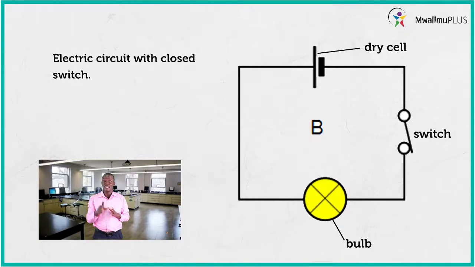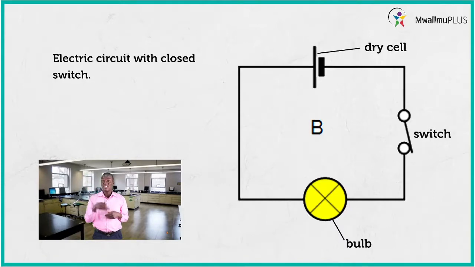That bulb is lighting. So in an electric circuit, we normally have what we call a switch. If you switch the switch on, then the bulb will light if it is correctly connected. If you open the switch, the bulb will not light. Why do you think so? Good, learners. The bulb will not light because you will have disconnected the flow of current electricity.